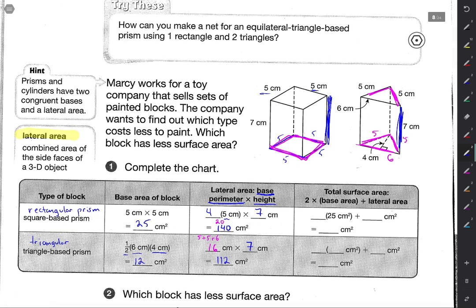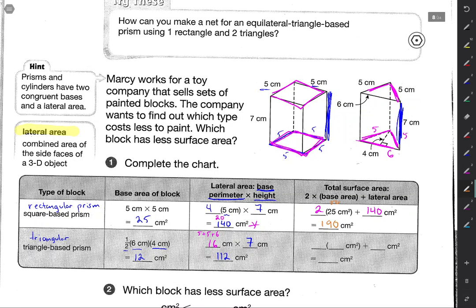So now let's calculate the total surface area of both of these objects. Starting with the rectangular prism, we're going to do 2 times the base area, because we just found the area of the base, but the top of it is also the same area. So we need to times that by 2. So we do 2 times 25. And then we're going to add the lateral area, which we had 140 for. So the total surface area of this one is 190, because 2 times 25 is 50, and 50 plus 140 is 190.